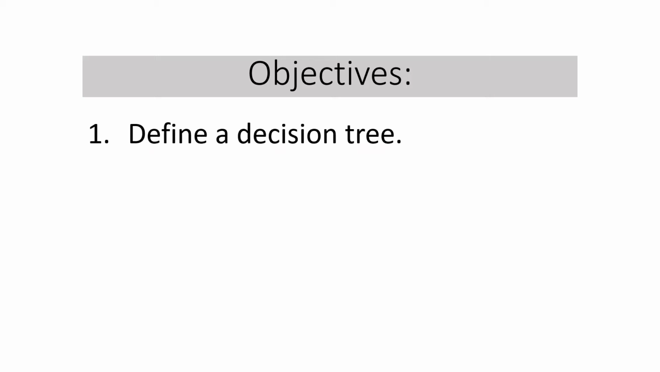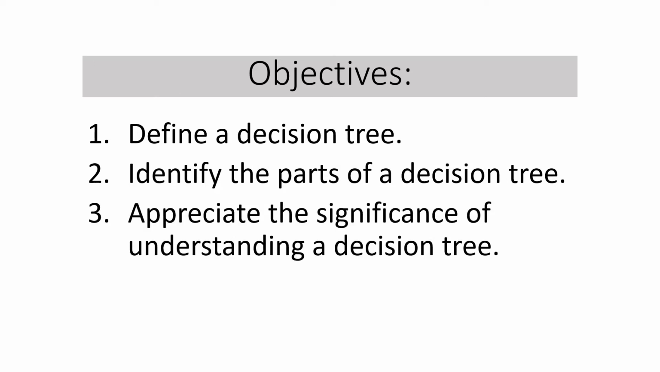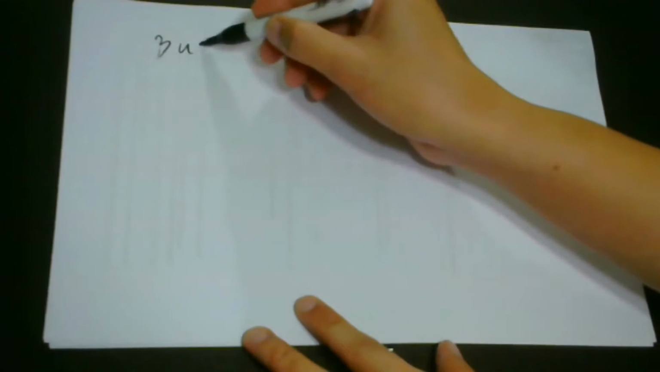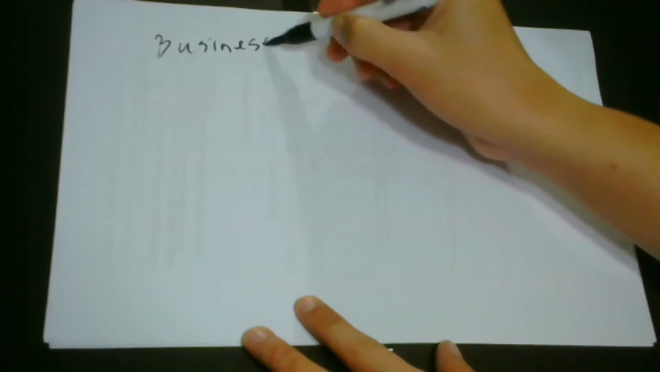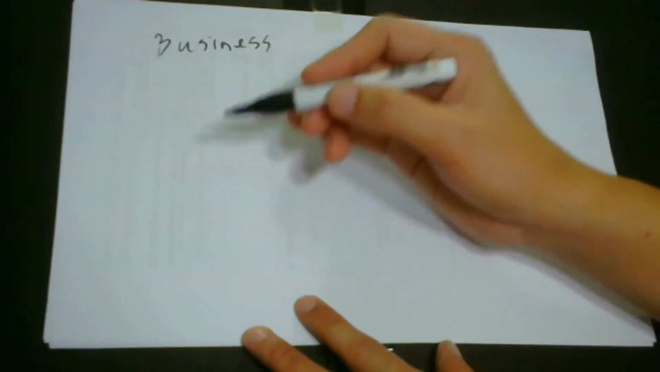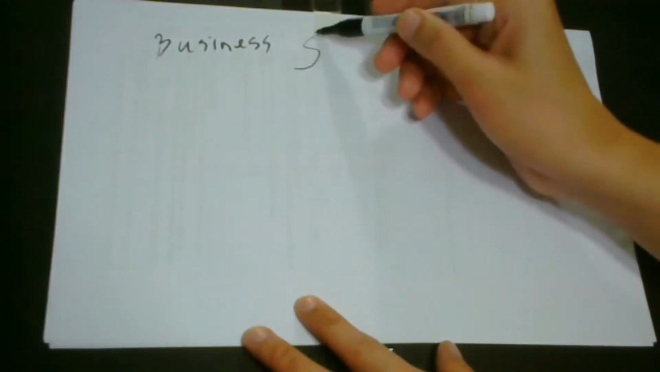At the end of the lesson, you are expected to define a decision tree, identify the parts of a decision tree, and appreciate the significance of understanding a decision tree. For example, you want to start a business, but your only problem is that you don't have enough capital to start the business you've been planning for a very long time.